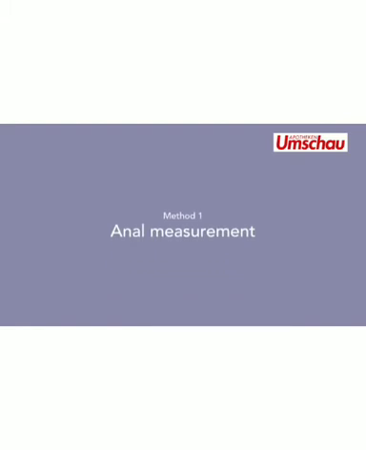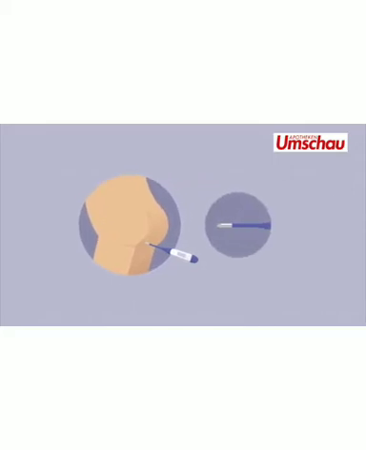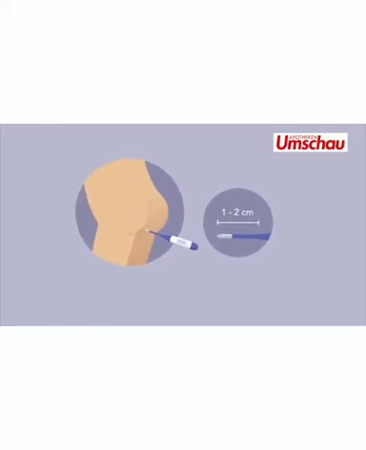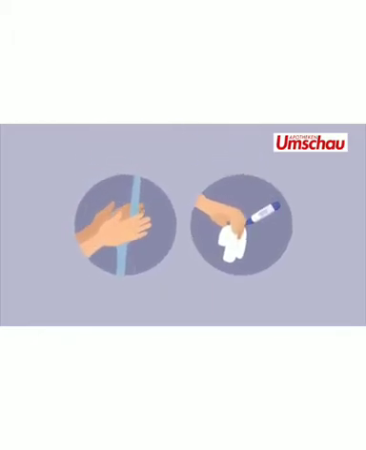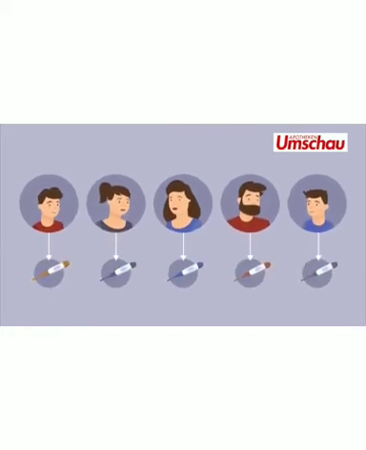The most accurate method is the anal measurement, also known medically as rectal measurement. Insert the tip of the thermometer 1 or 2 centimeters deep into the anus. That's enough. Your hands and the thermometer should then be cleaned thoroughly. Please read the instruction manual for this too. For hygienic reasons, we also recommend a separate thermometer for each family member.